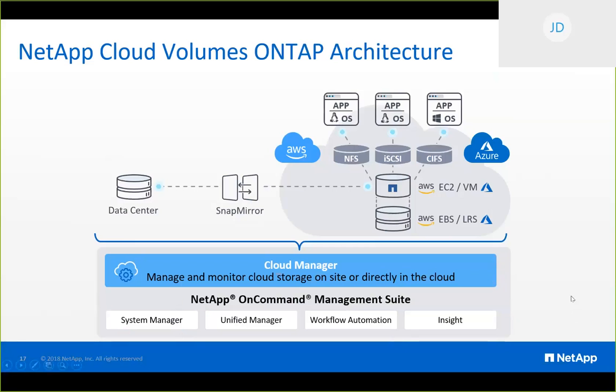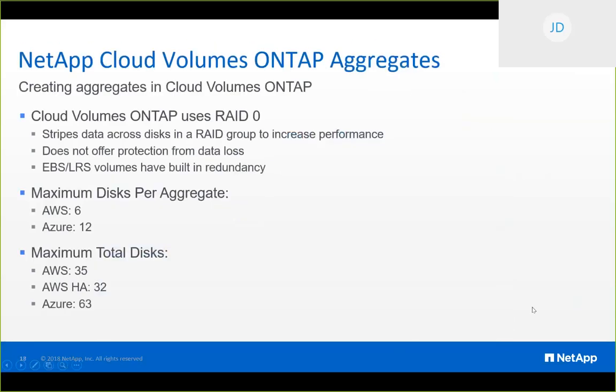Okay. Wanted to make one last note before we move on from architecture, just about how Cloud Volumes ONTAP aggregates differ from the aggregates you're used to in your on-premises systems. So first of all, and this is a big one, RAID 0 is the preferred RAID method for the cloud, typically. It's not a data protection strategy. RAID 0 does not offer protection from data loss. It's simply striping your data across multiple disks to increase the performance of the aggregates.